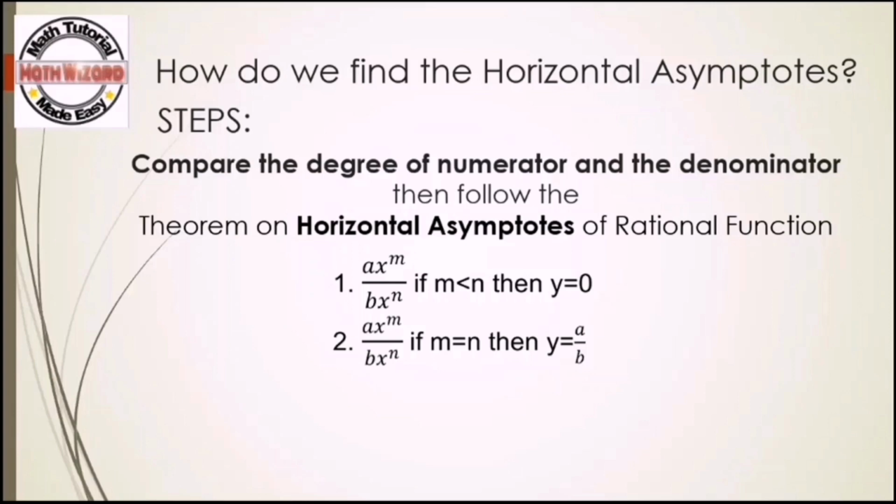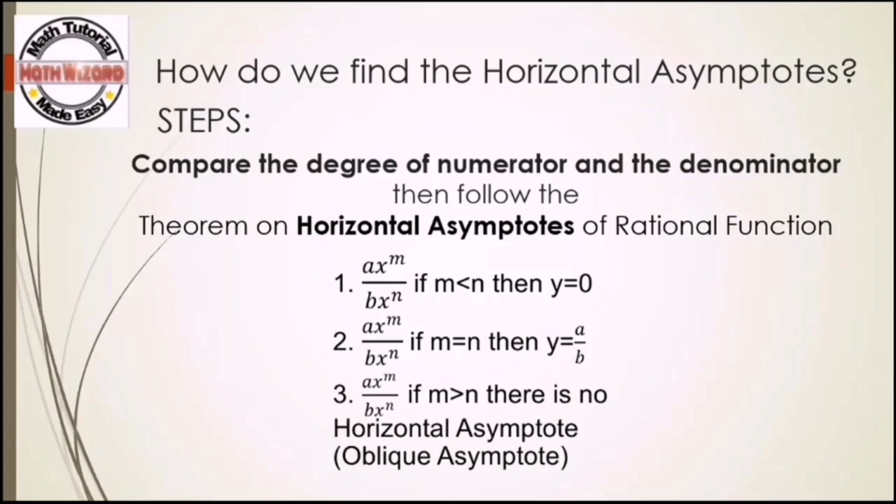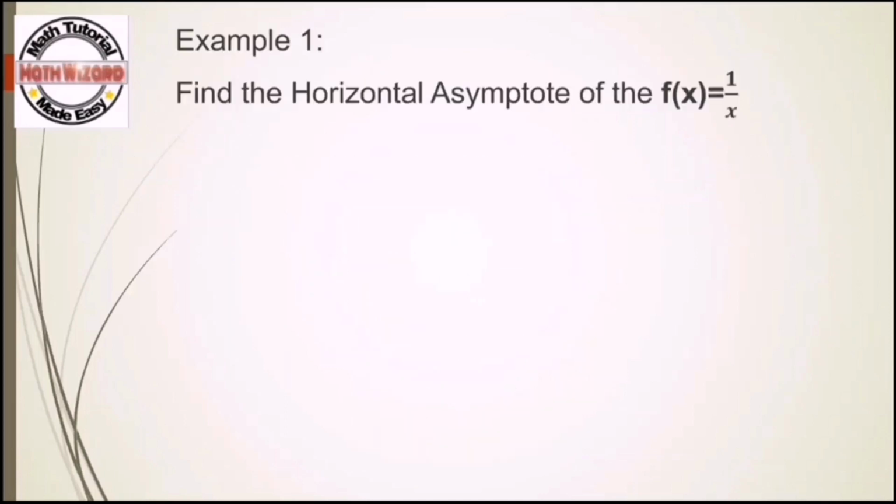Then we can find the horizontal asymptote. And then last but not the least, if m is greater than n, then there is no horizontal asymptote because it has an oblique asymptote. So possible na slant siya, hindi siya horizontal. Okay, now let us try.